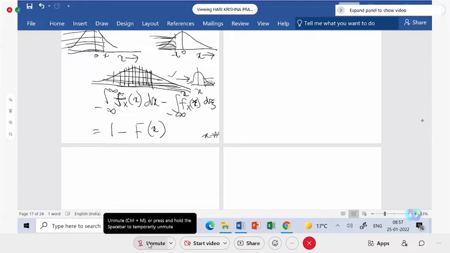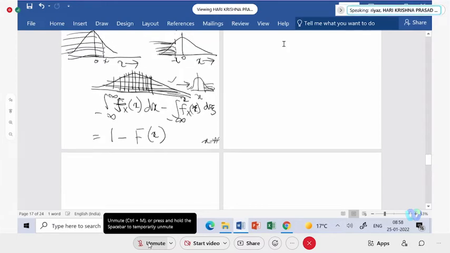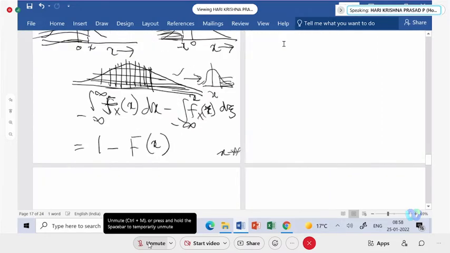Sarath Chandra: Sir, the concept is clear, but can you explain the range? Explain what topic? The minus infinity to x, and infinity. Why is it like that? Yes, I will explain.